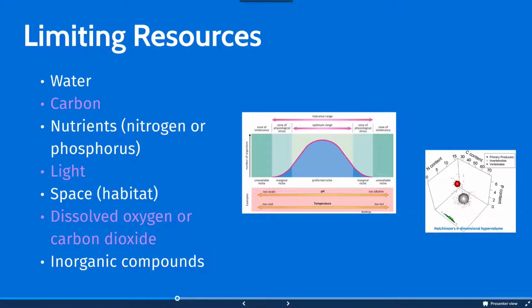Now, another thing that's important to note in these ecosystems is that we typically will find that there are certain factors that are called limiting resources, and these are going to be basically responsible for limiting the amount of life that can be supported within a particular ecosystem. Some common limiting resources in various environments consist of water, carbon, nutrients such as nitrogen or phosphorus, light, space or the habitat, the space available for organisms to exist in, dissolved oxygen or carbon dioxide in the case of freshwater or marine environments, and inorganic compounds. So it's important to note that with this energy cycling and nutrient cycling, there are limits that are created by the amount of those substances that are provided in the system.